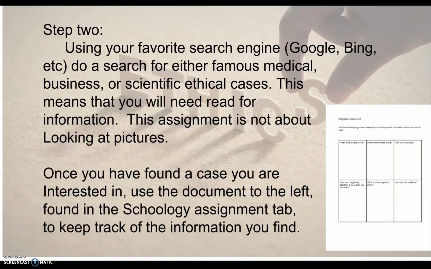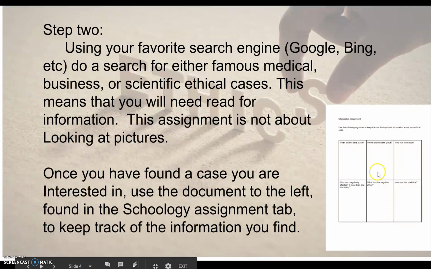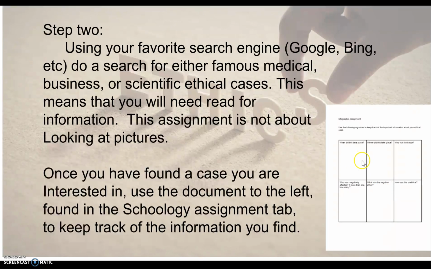So once you've found what you're interested in, I want you to use this document that you can see right here. I've put this in Schoology for you. I want you to go and access it in Schoology. Go ahead and open that up. And then you can put the information that you find here.